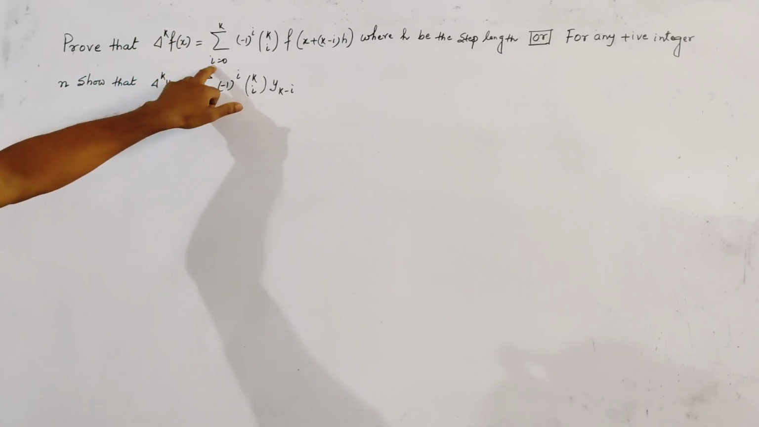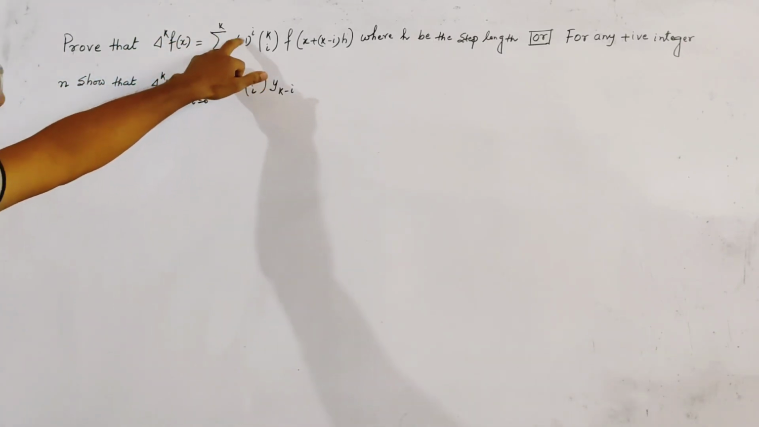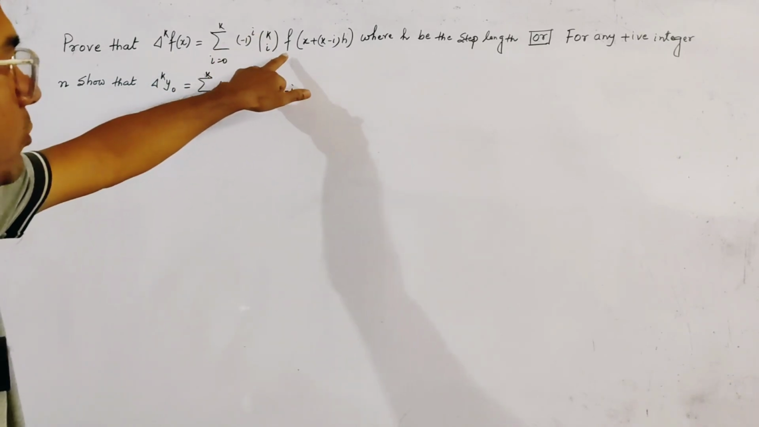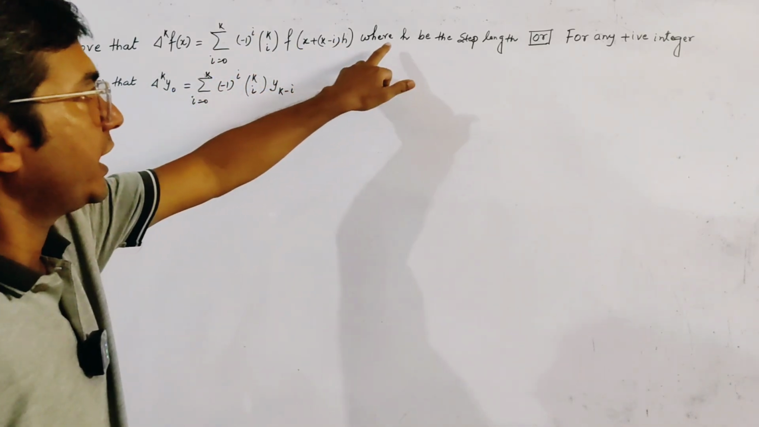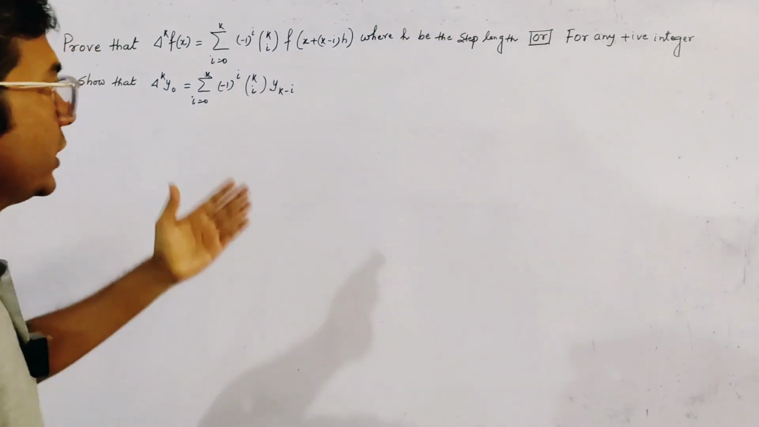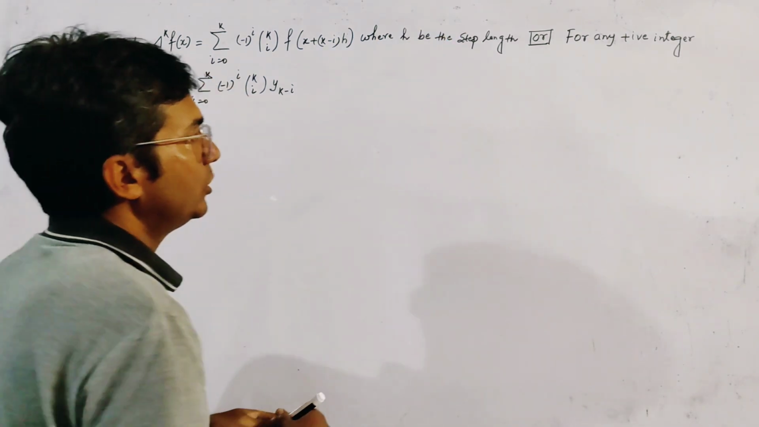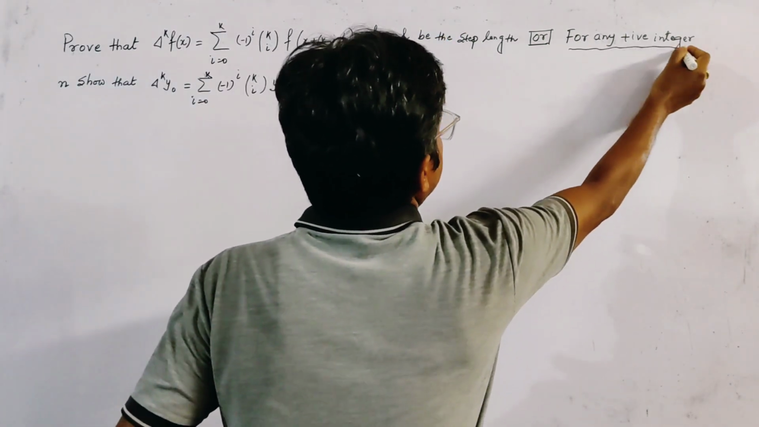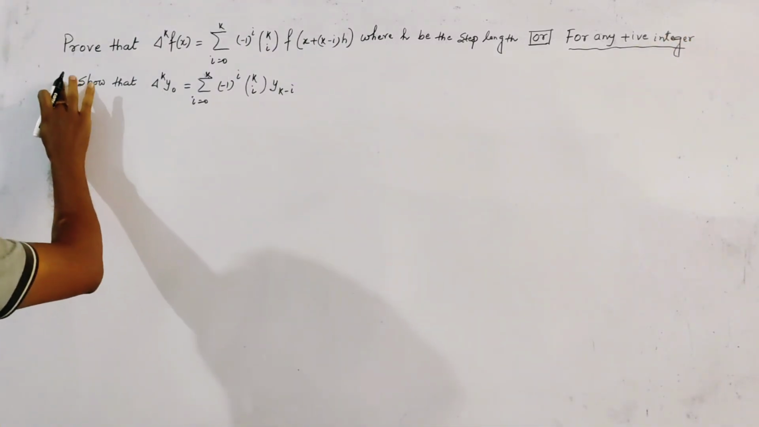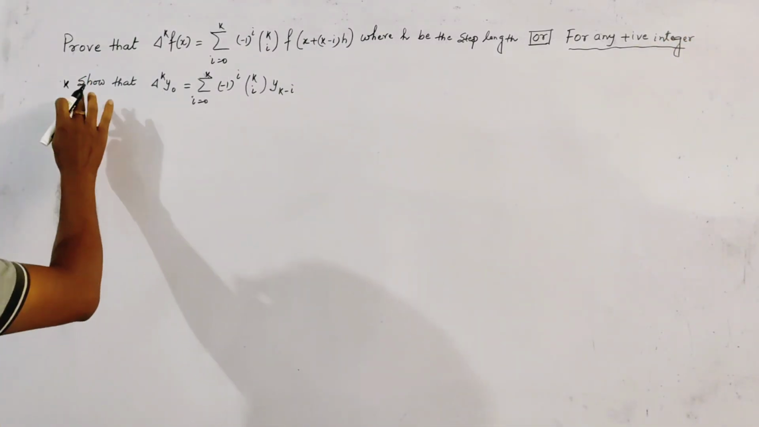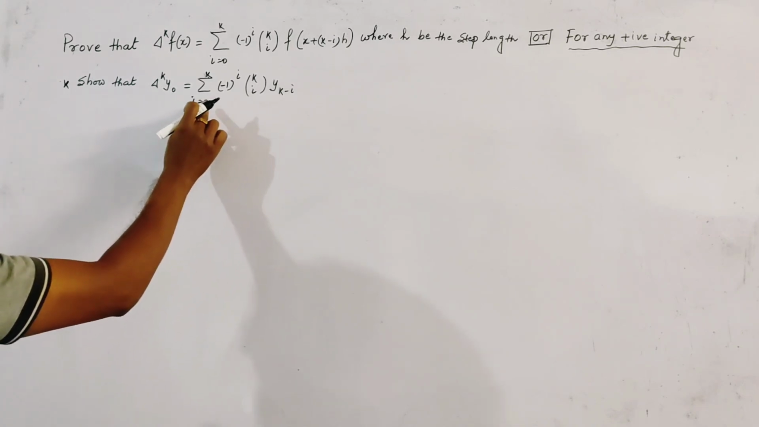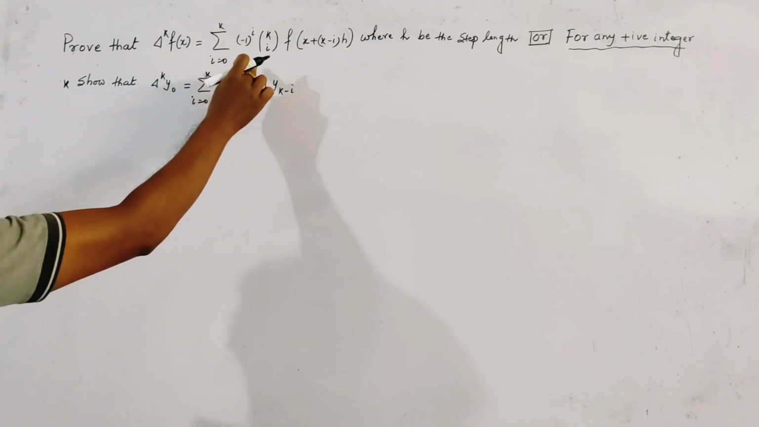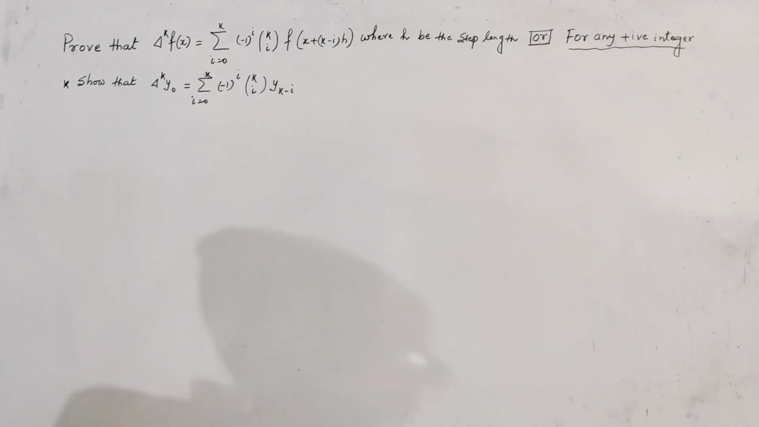delta to the power k f of x is equal to summation i equal to 0 to k, minus 1 to the power i, k c i, f of x plus k minus i into h, where h is the step length, or it may be in the form, for any positive integer k, right? This is not n, it is k, so that delta to the power k y0 is summation i equal to 0 to k, minus 1 to the power i, k c i, y k minus i.